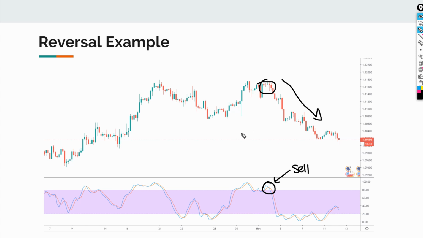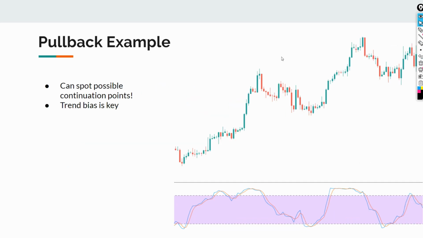Now, there are some things to be careful about. Of course, the trend direction is going to be important, which we're going to get into in a second, as well as just understanding that, of course, the indicator by itself is not going to be a perfect indication of when the market will turn. So one way to kind of combat this would be to combine it with other factors. So let's go ahead and move into the next way of looking at the stochastic, which is going to be a pullback concept.